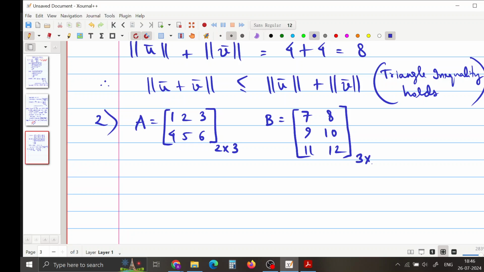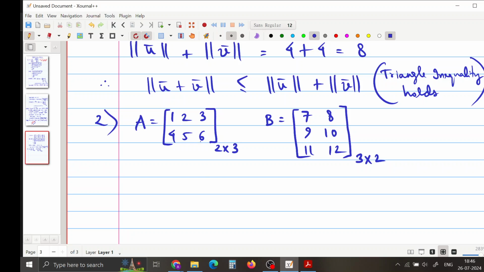So this is 3 cross 2 matrix because there are 3 rows, you see. The first row is 7, 8, with these elements. Second row is the elements 9 and 10. The third row is formed by the elements 11 and 12. So there are 3 rows and there are 2 columns. Okay, so the horizontal lines are the rows and the vertical lines are the columns. Okay, so there are 2 columns here.